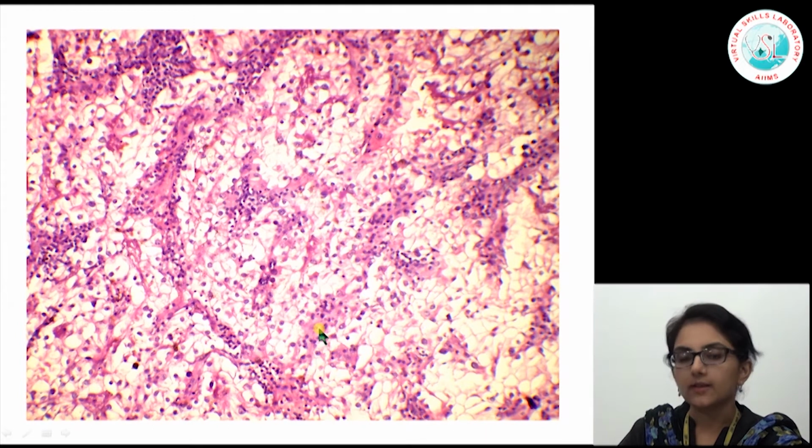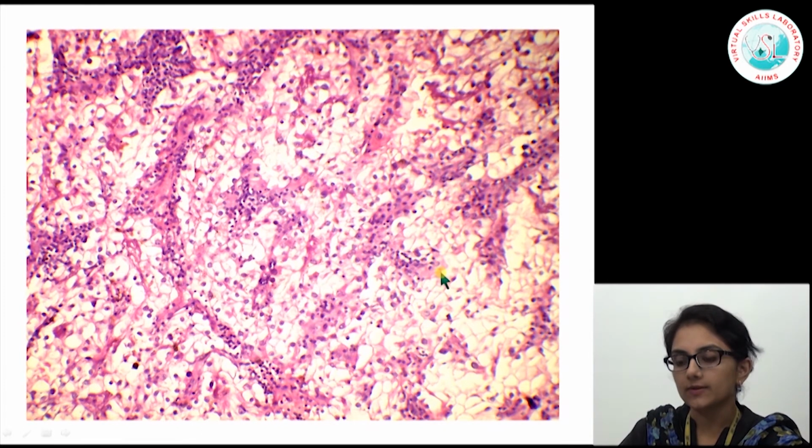Here we can see the classical morphology of a conventional RCC. We have these polygonal cells with well-defined cell borders, centrally placed small nuclei, and we may see prominent nucleoli as the tumor gets to a higher grade. And these nests and sheets of cells are separated by these fibrovascular septa with very rich vascularity.